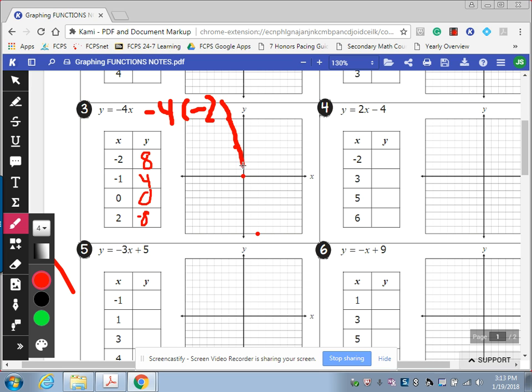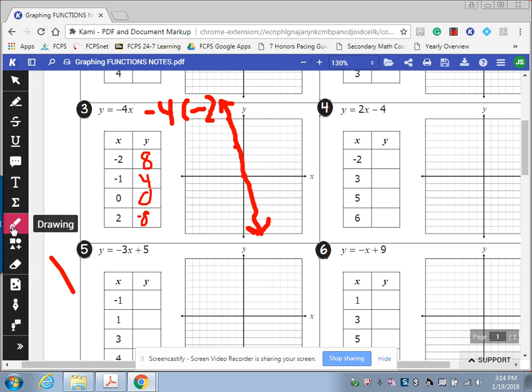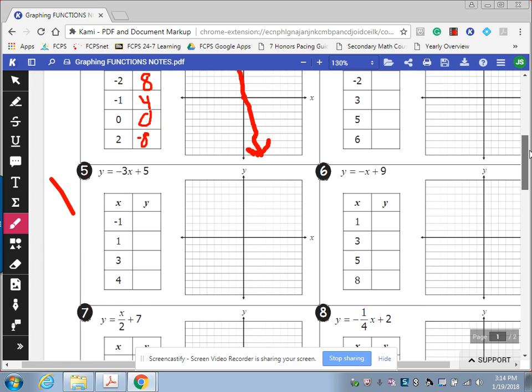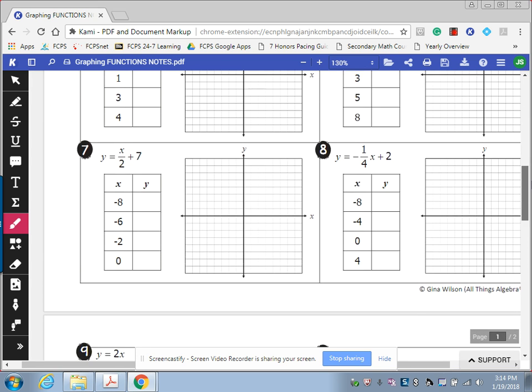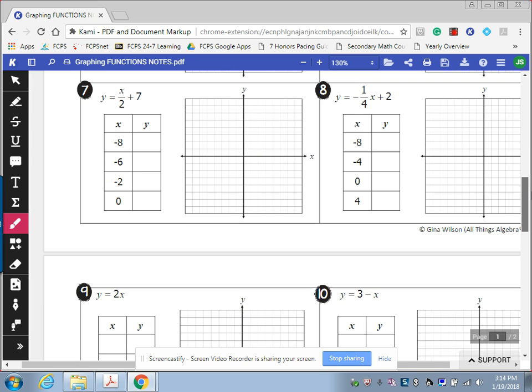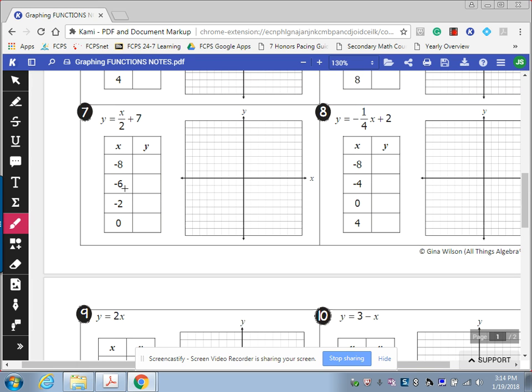Obviously, mine is not going to be straight because I'm doing it on the computer, but you guys should get the point. Make sure you use some type of ruler, straight edge, so that you can graph those accurately. And this is what our line for this function looks like. Okay, let's do one more. Let's do one with a fraction. Okay, so number 7. Number 7 has y equals x over 2, or x divided by 2, plus 7.